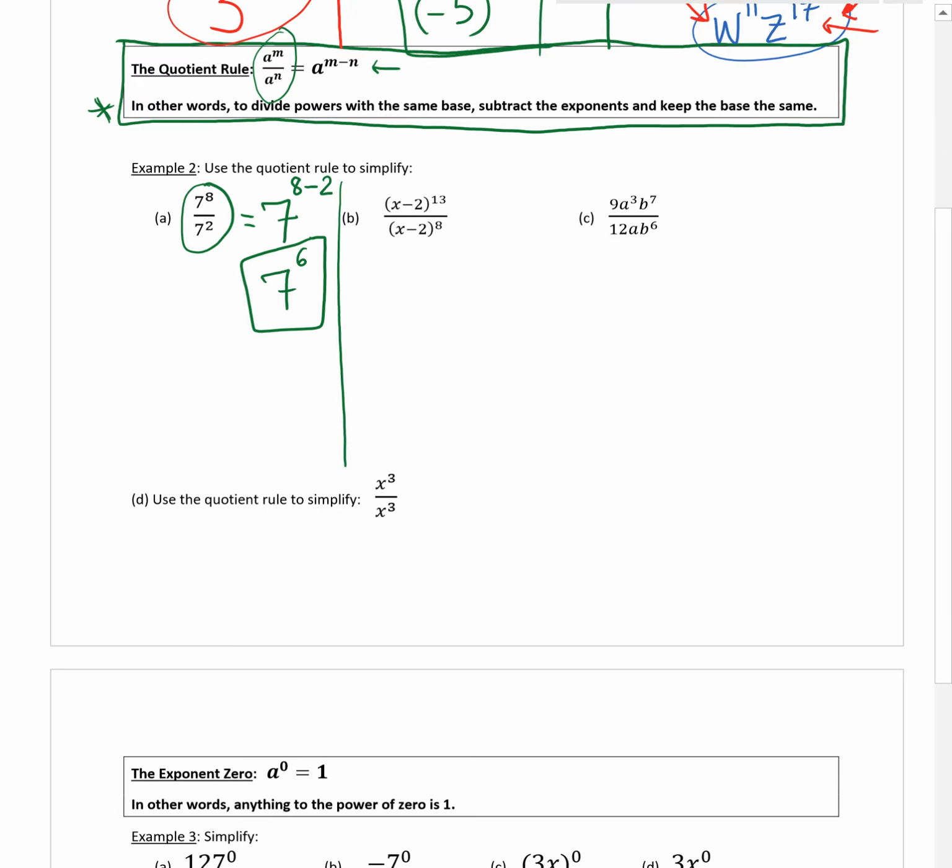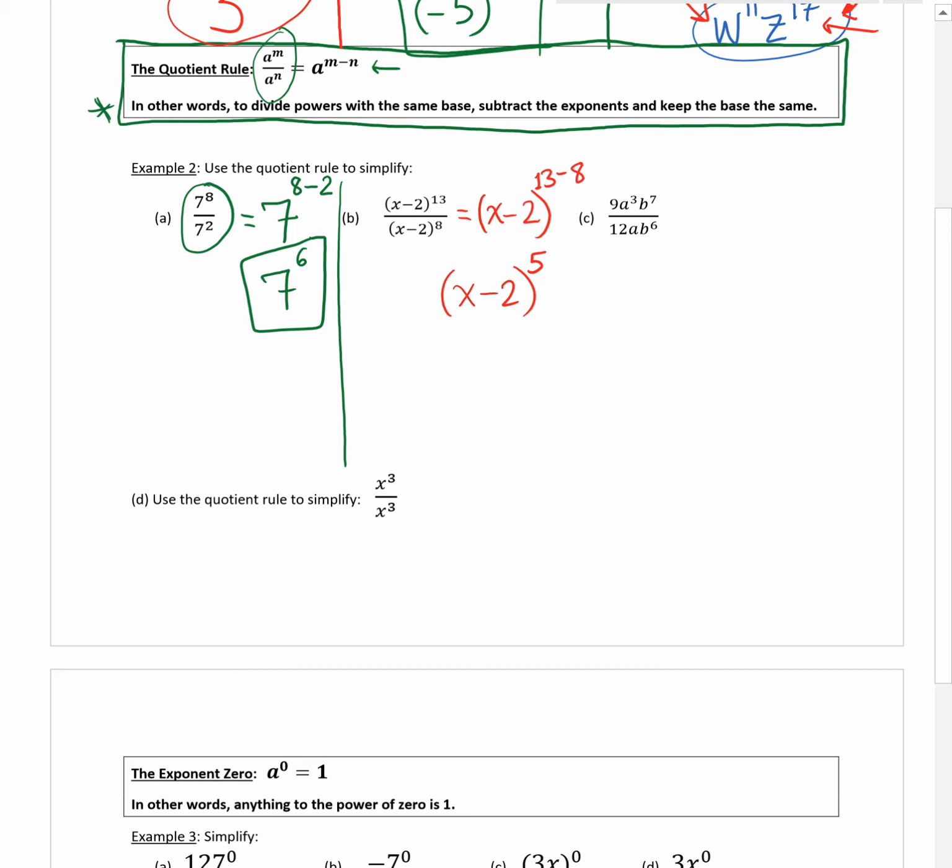All right, let's try the next one here. Part B looks kind of scary, but notice what's being raised to the powers in this one? X minus 2, that entire thing. That's what the parentheses are there for, to tell you it's not only the 2 that's being raised to the 13th power, or the 8th power, it's the x minus 2, that entire thing. So here the base is x minus 2, so whatever I do, it's going to be x minus 2 to some power. And just like in the last one, I'm going to take the numerator's exponent, 13, and subtract the denominator's exponent, 8. Let's see, 13 minus 8 is 5, I believe, right?